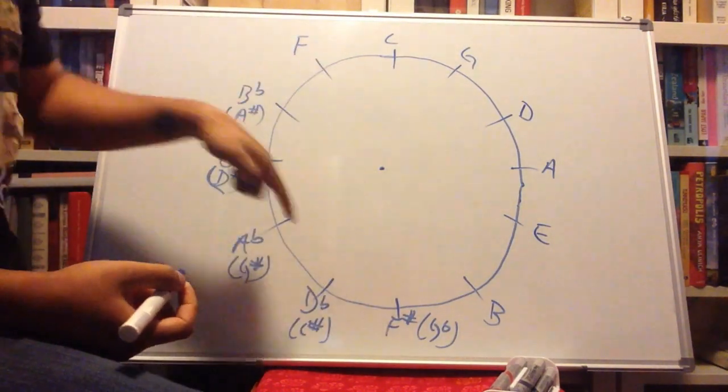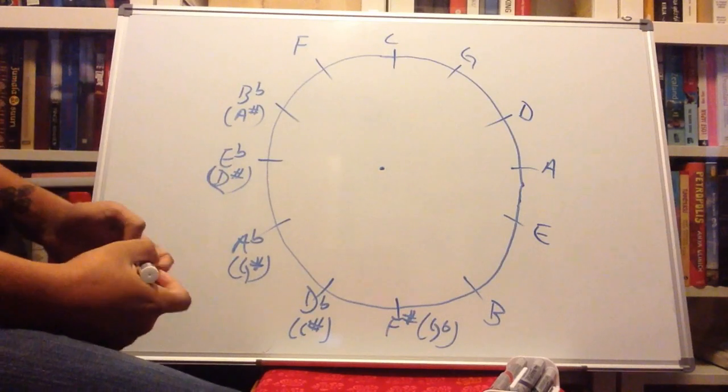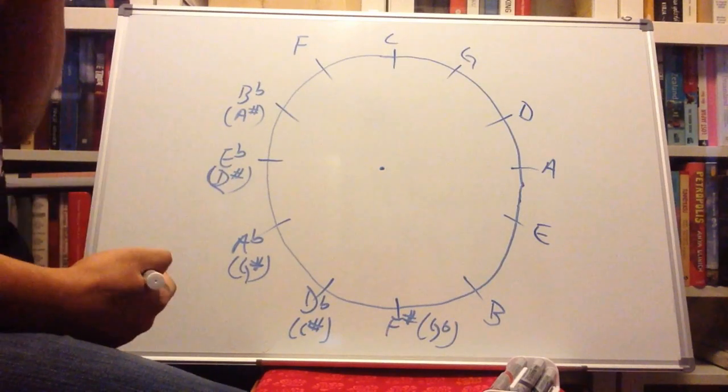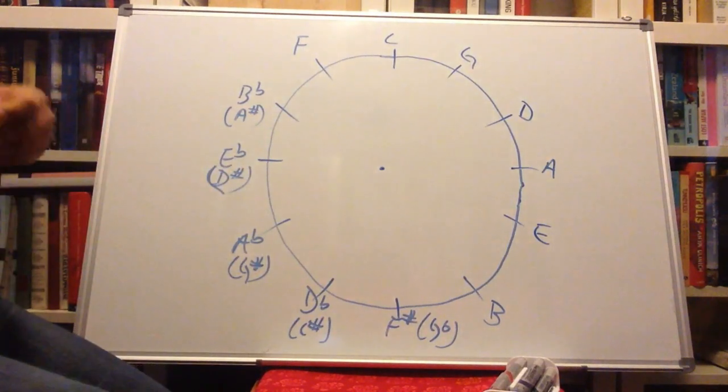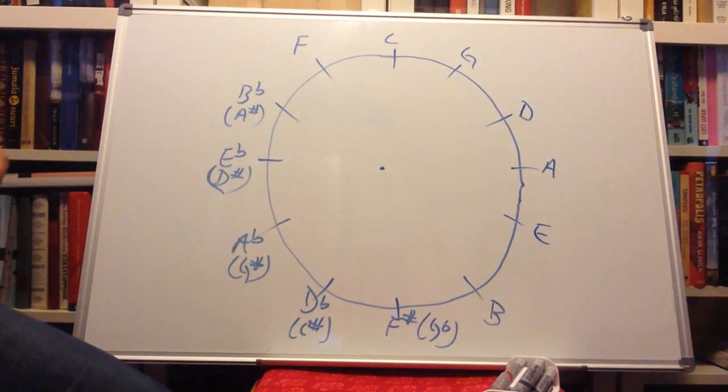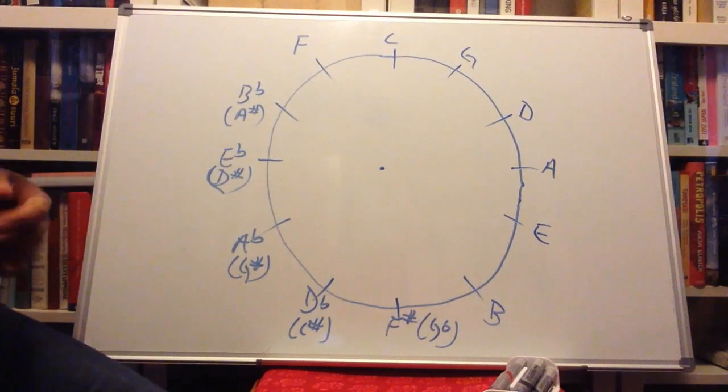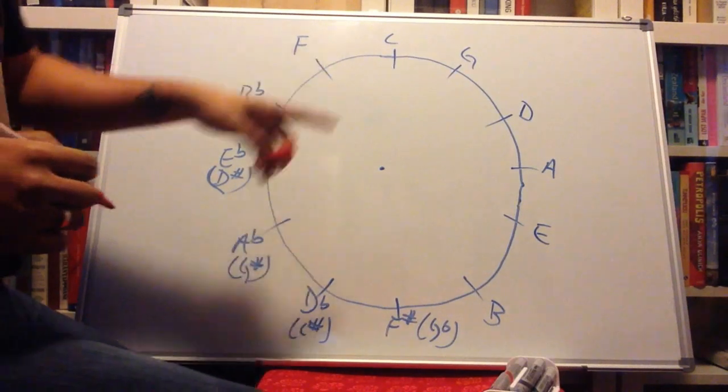So that's how the circles are built, right? And we can also think of this as a major key. We can also think for minor key. It helps to understand the key signature in both major and minor keys. Now let's put in some minor keys.